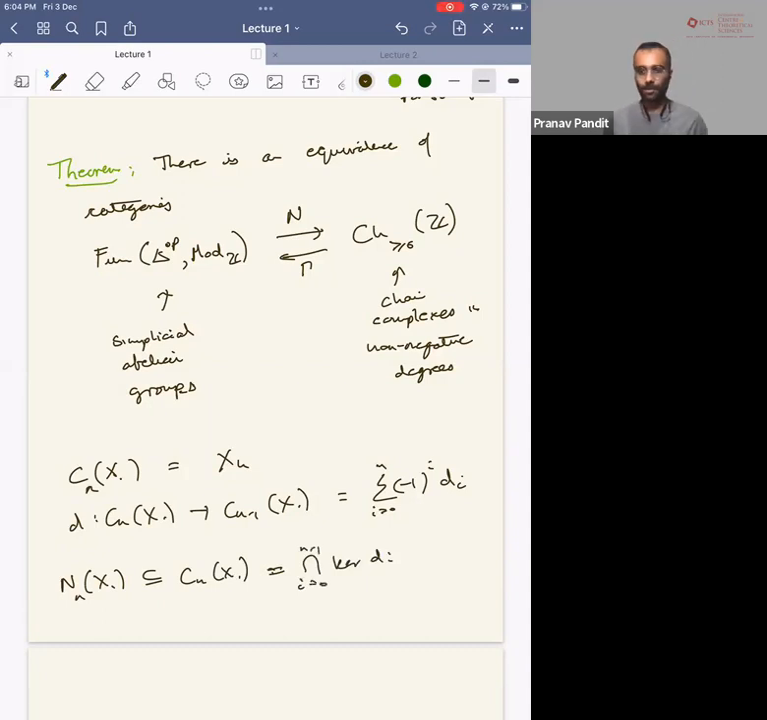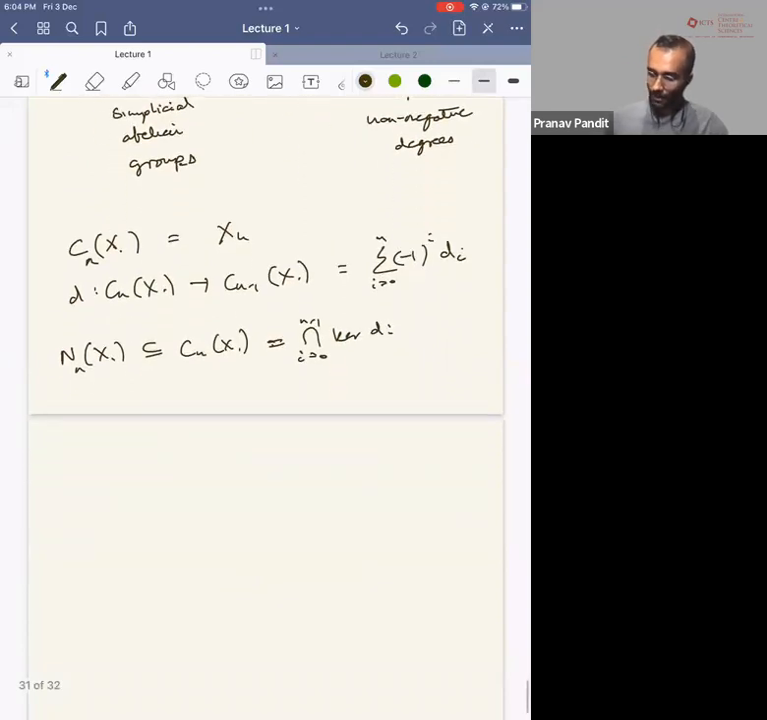So this is something a bit technical. I mean, you can work this out. It's fairly straightforward to write down and check that D restricts to this thing and so on. But anyway, the upper thing is something that is quite easy to motivate, and you can define D by this formula and check that D squared is zero, just following from the simplicial identities. But I'm saying something much more than that. I'm saying that this functor N is actually an equivalence of categories. Okay.